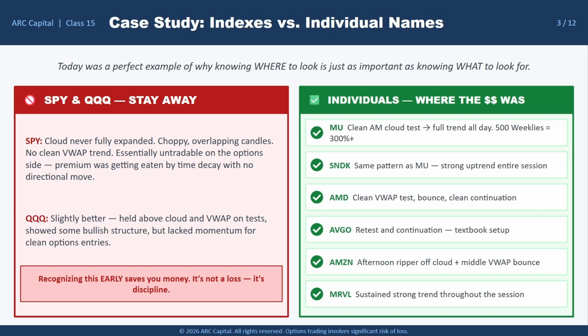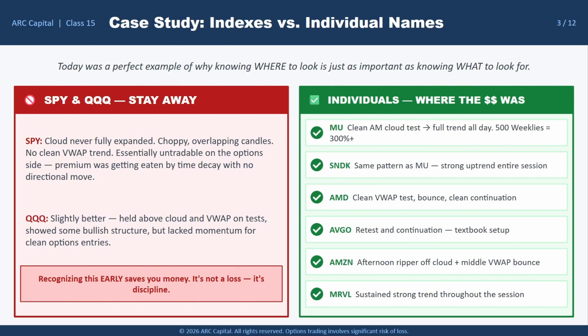AVGO retest and continuation, textbook setup, broke out the daily all-time high of 414 and ripped to that 4-hour high at 424. Just a beautiful clean day. Those lottos went stupid and really could have taken advantage of that one more. Amazon, same thing. Afternoon ripper off the cloud and middle VWAP bounce. Marvel, same thing. Sustained a strong session and then started to really rip into the end of the day. After 12:40 had what? 6 to 7 straight 15-minute candles of straight up. Beautiful moves in this whole session, right?